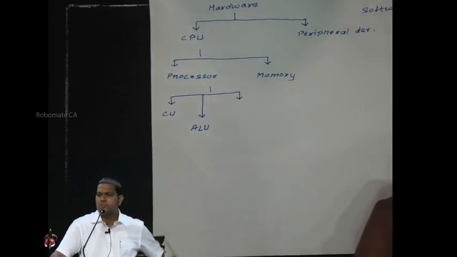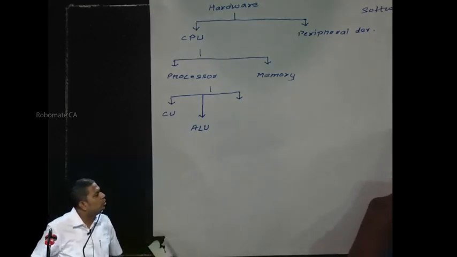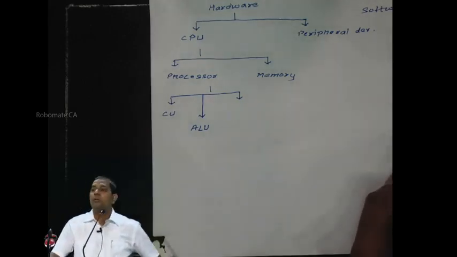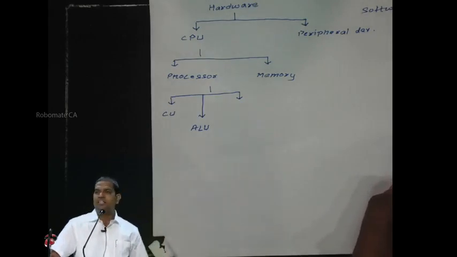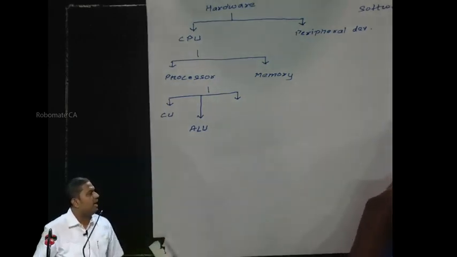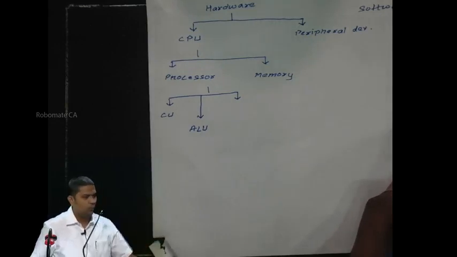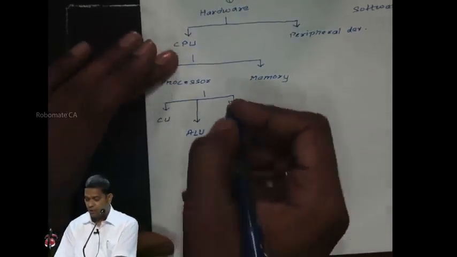Arithmetical means addition, subtraction, multiplication, division. Relational means greater than, less than, greater than or equal to, less than or equal to, not equal to. And logical means combining 2 conditions, and, or. All such functions are performed by the ALU.